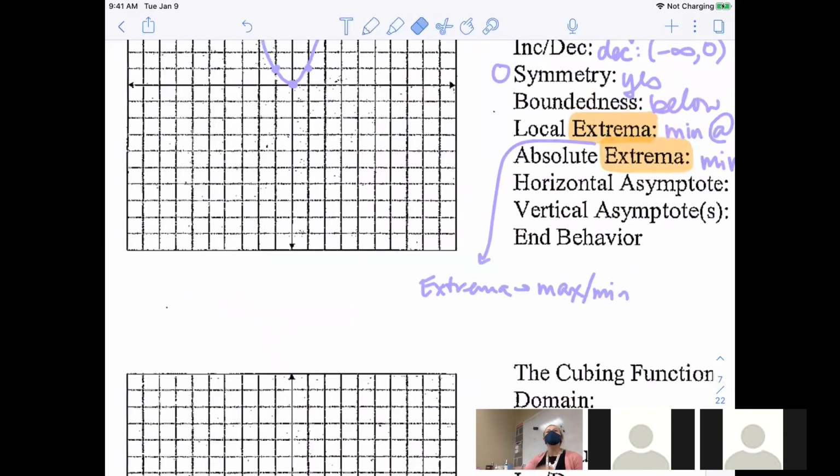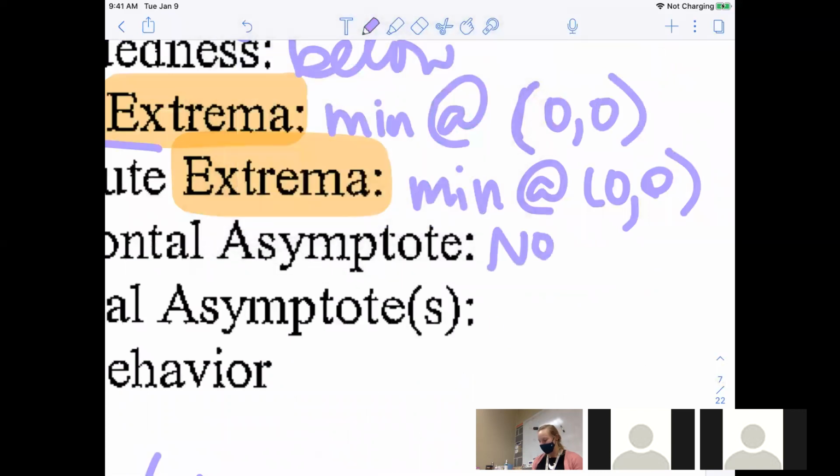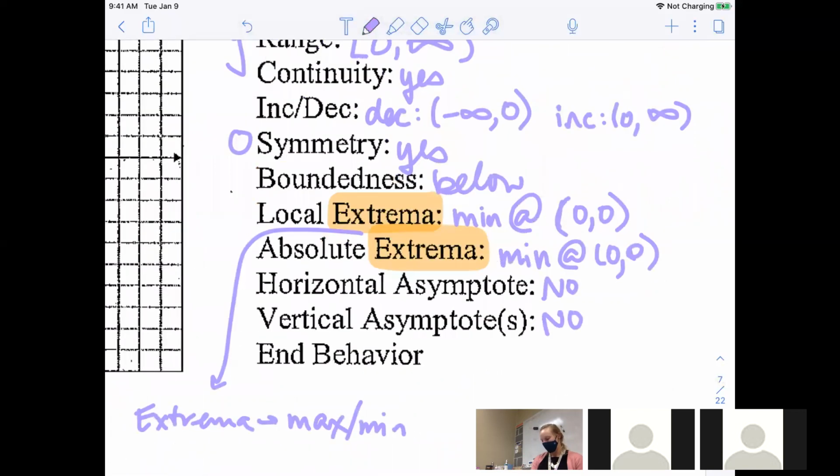We'll deal with those more later, so don't stress about it, but there are no asymptotes here, horizontal or vertical. So we're going to say no, and we're going to say no. You can write NA, you can write no, you can write none, whatever makes you happy. And then we're actually going to come back to end behavior because I have to tell you what that is in a few minutes.